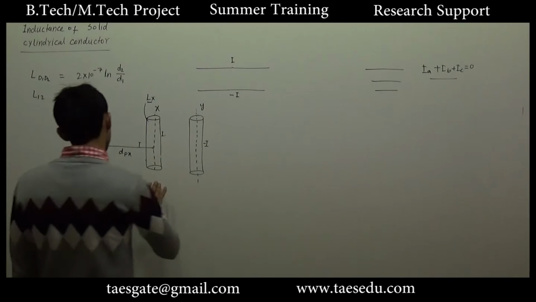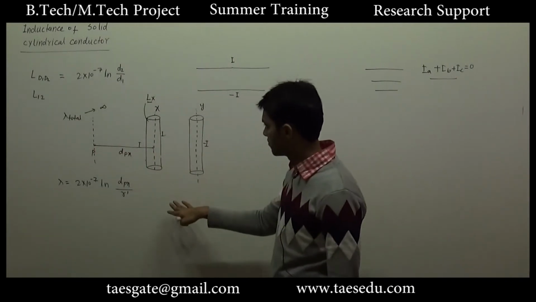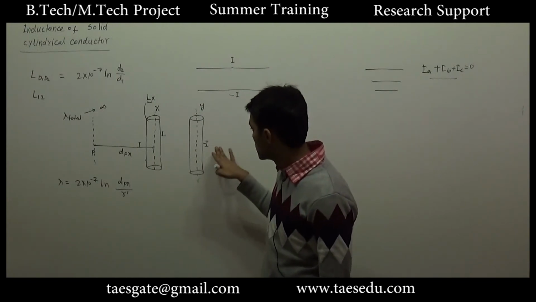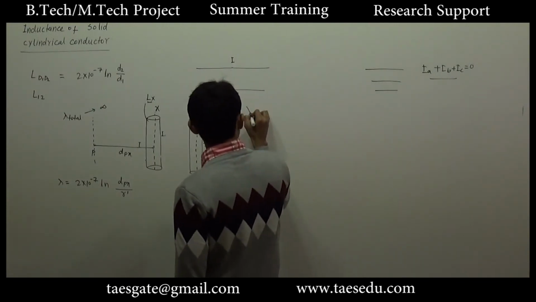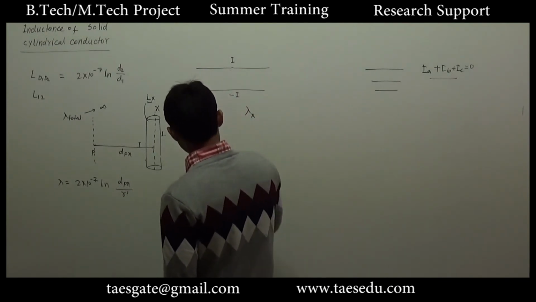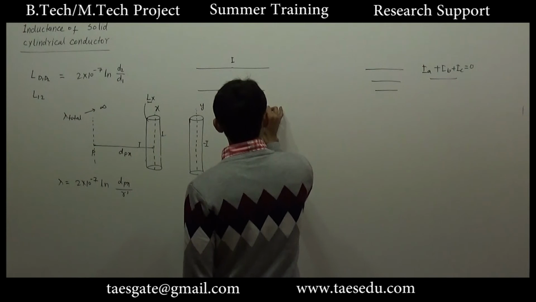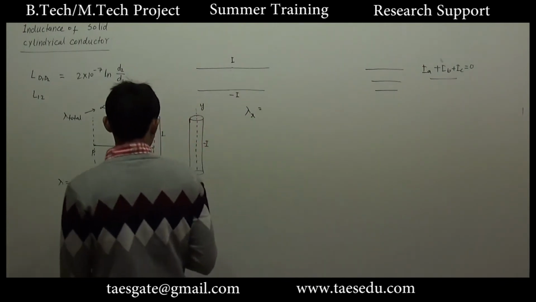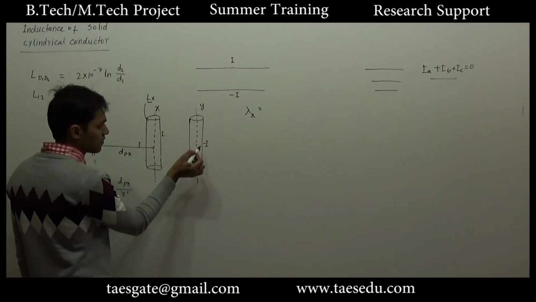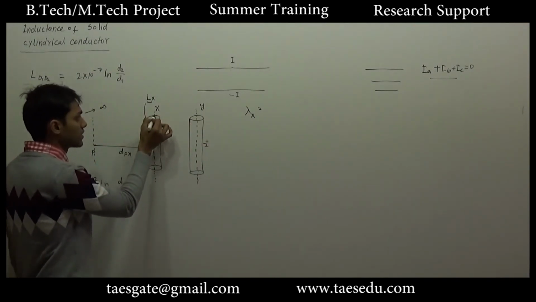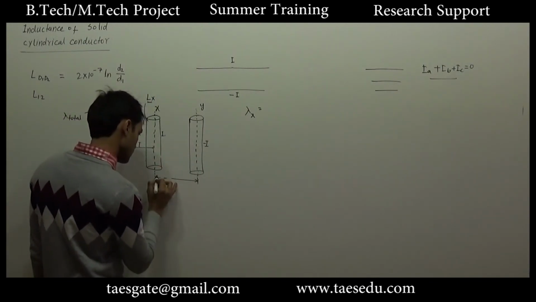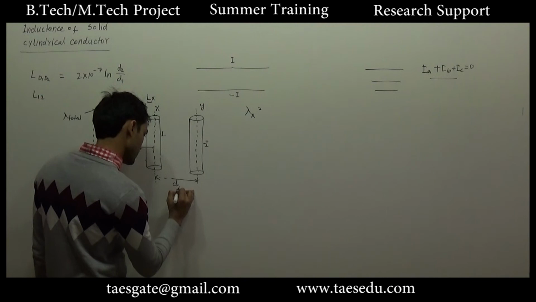So this is the total flux linking with first conductor due to current in first conductor only. Okay, but this will not be the total flux. In the total flux there will be effect of current in the second conductor. So let us now try to find out the flux linking to conductor x due to this conductor. So how can we calculate this? For the conductor y, the conductor x is placed outside this. Let's say this distance is dxy.